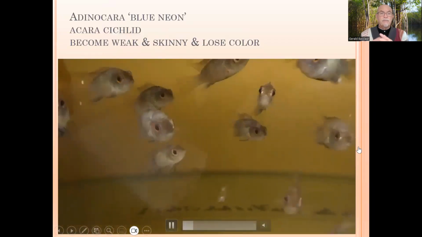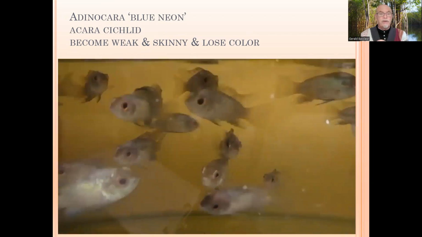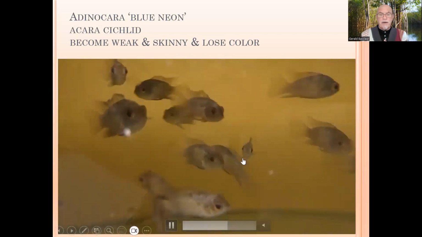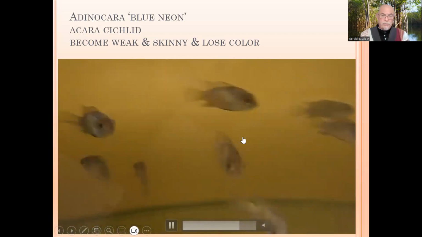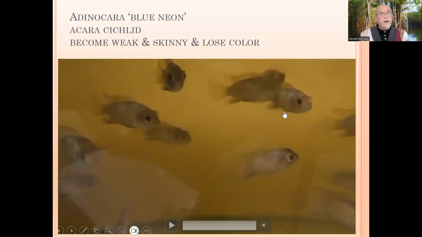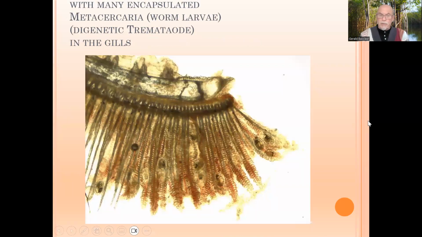The Aulonocara cichlid, the blue neon variety, became weak, skinny. They were losing color. See some in the back here getting very skinny. And that's why some died after a couple of days, couple of weeks. And others look fine, look better, not so sick, and eating well, but still, the microscopic findings of checking pieces of the gills with the microscope showed us many encapsulated worm larvae called Metacercaria, which are larvae of the digenetic trematode worms in the gills.